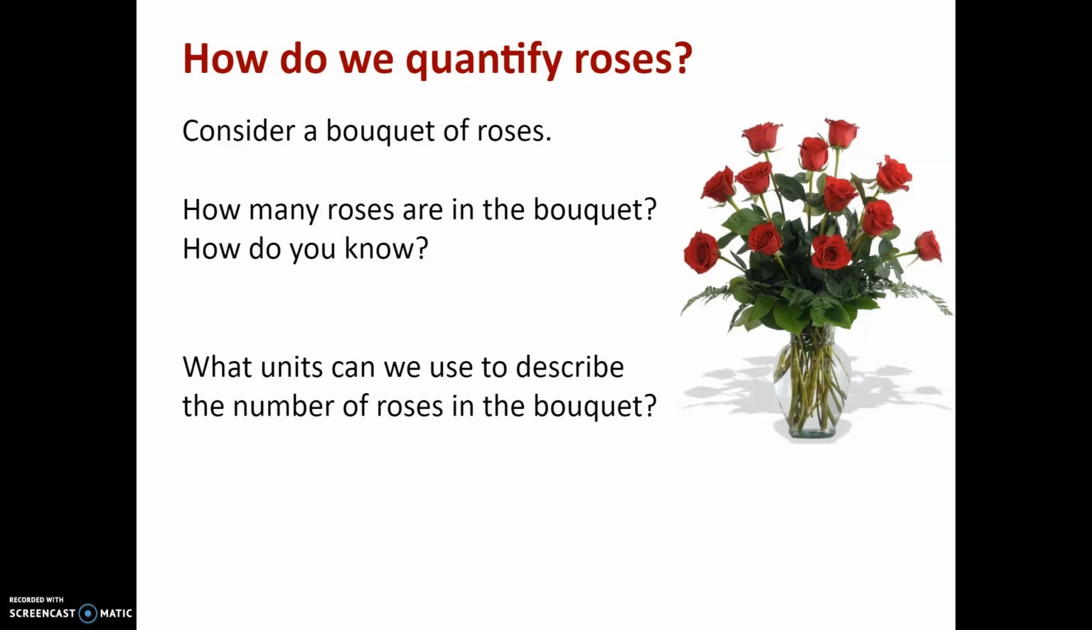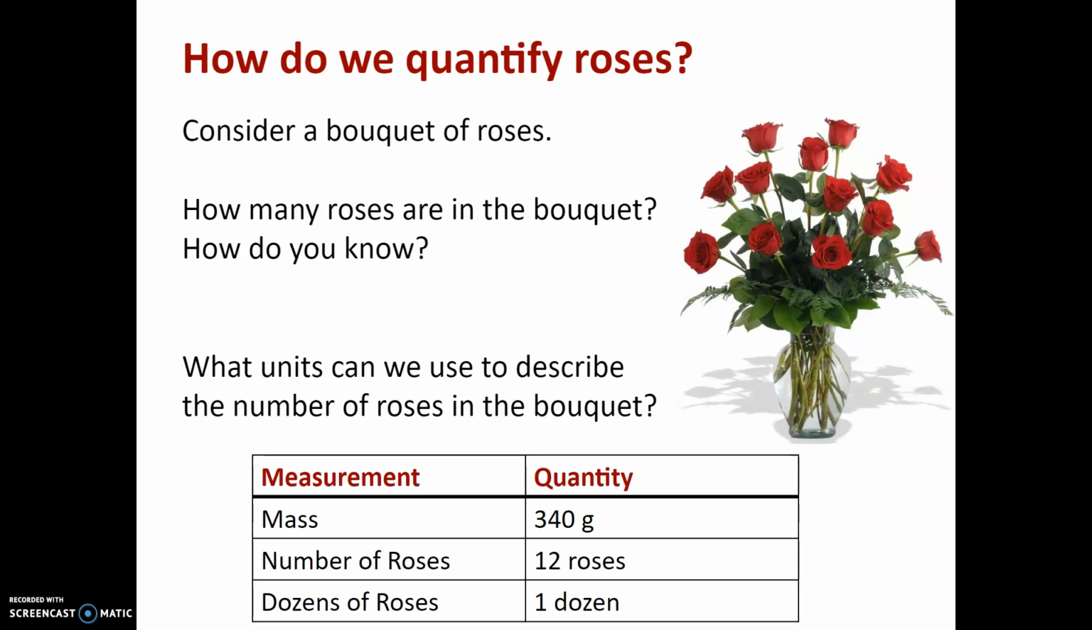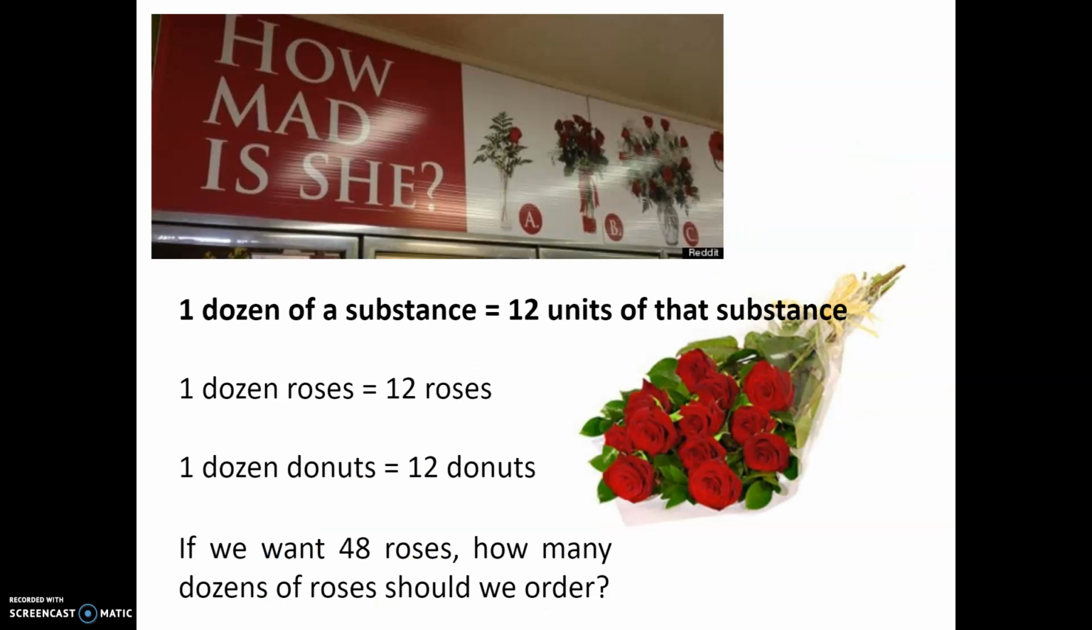What different units can we use to describe the roses in our bouquet? We can say, I have 12 roses. You could say the roses are 340 grams. I have 340 grams of roses. Or you could be a normal person and you could say, I have 1 dozen roses, right? And we talk about dozens pretty frequently. And we know that 1 dozen is 12 things. So any substance that we have, a dozen of them is 12 of them. So if you have a dozen roses, you have 12 roses. If you have a dozen donuts, you have 12 donuts.